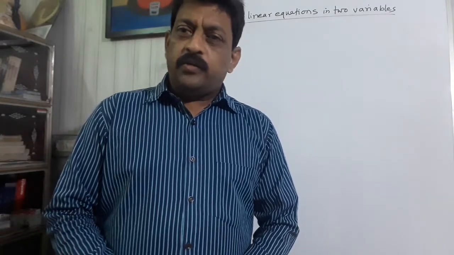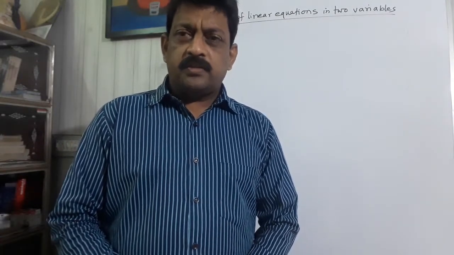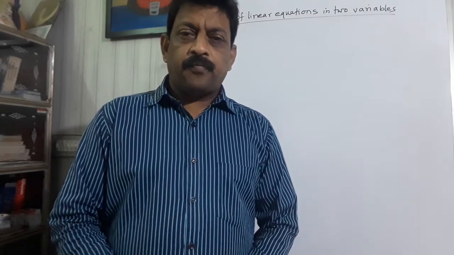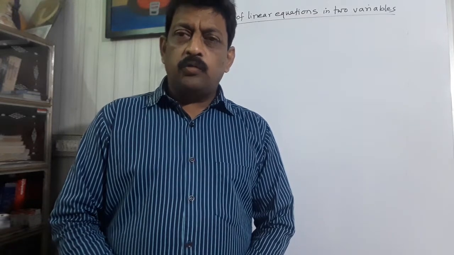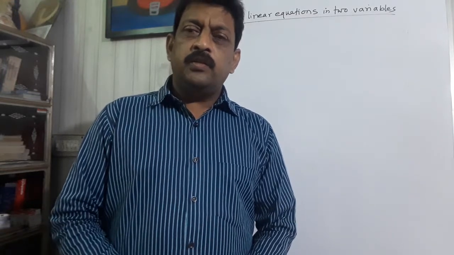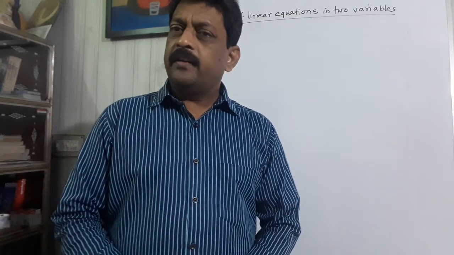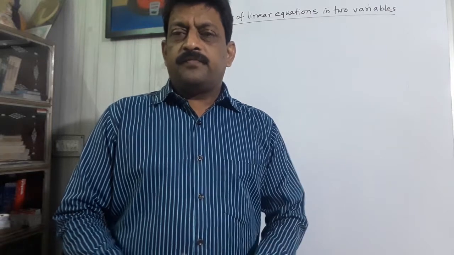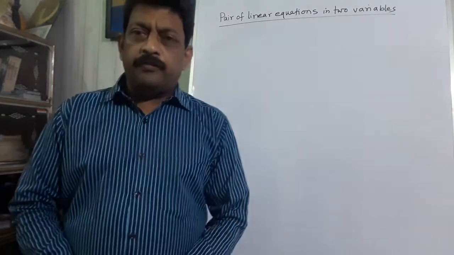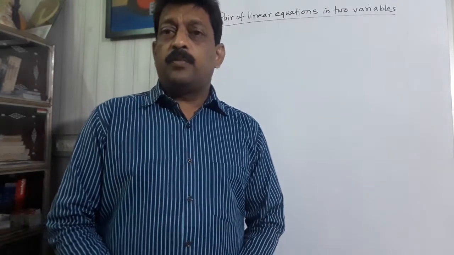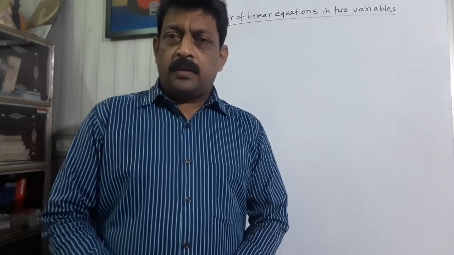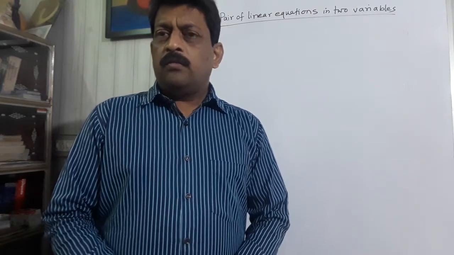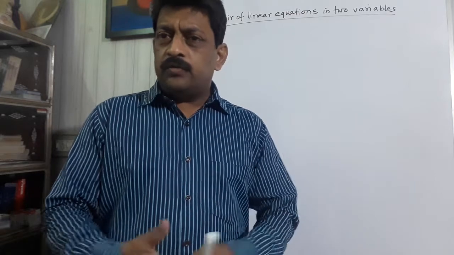Linear equations in two variables, a pair of linear equations in two variables. This chapter was started in the previous classes. There we have learned how to represent a pair of linear equations algebraically and graphically. So if two linear equations are given to us, then we have to find the solution set and then plot it on the graph paper, join them, then we'll get two lines. Now these two lines are of three different types. As you know, we have done it earlier.